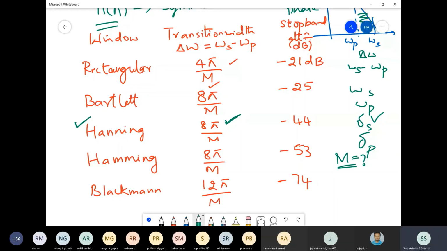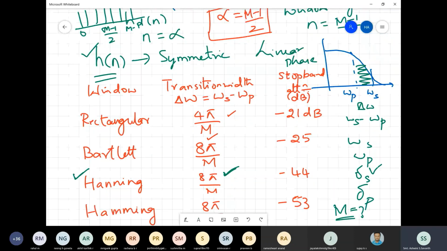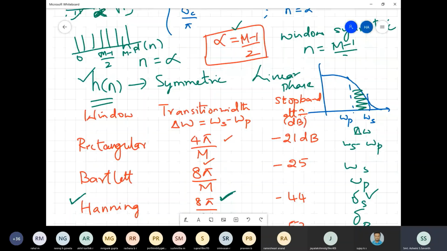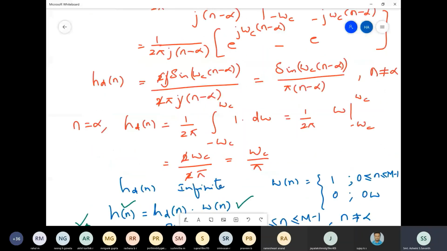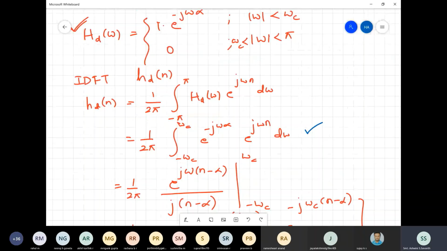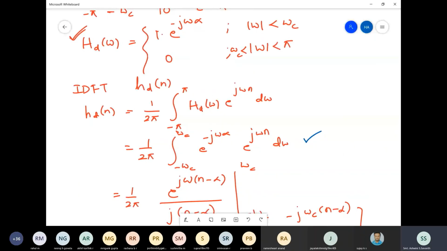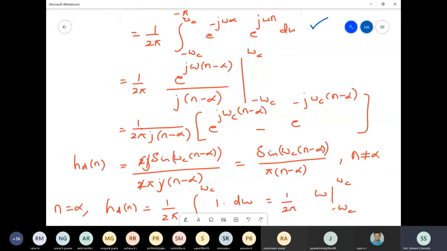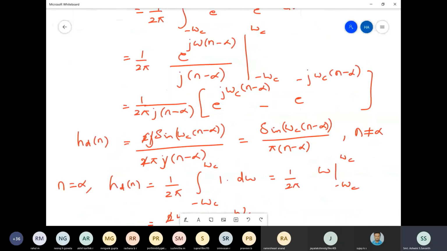Every window has a different equation. The rectangular window is simple. It is just 1 in the limit 0 to M minus 1. But the other windows have an equation. So you'll have to write down the equation of the window function, and then go back to the step to find Hd of n, correct? Hd of omega is this low pass filter. Find Hd of n with this process of integration. Here we have already performed the integration, and you know the value of Hd of n.